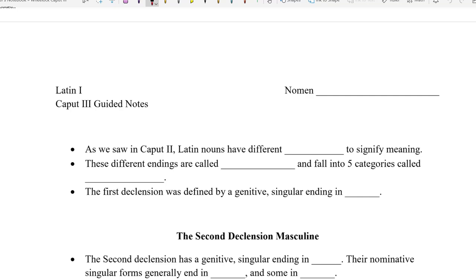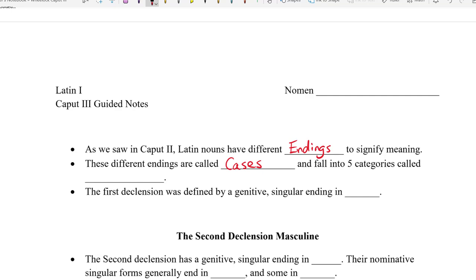So, as we saw in chapter 2, Latin nouns have different endings to signify meaning, right? So, I just think back to that first declension chart. Each one of those endings, those changes in the word, show you that the word's being used in a different way for each ending, right? It could be the subject. It has a different ending than if it's the direct object. These endings are called cases, okay? The different case endings, okay? And they fall into 5 different categories.